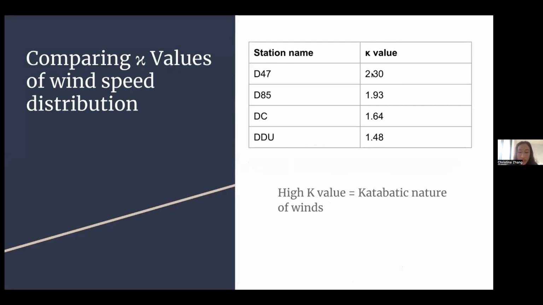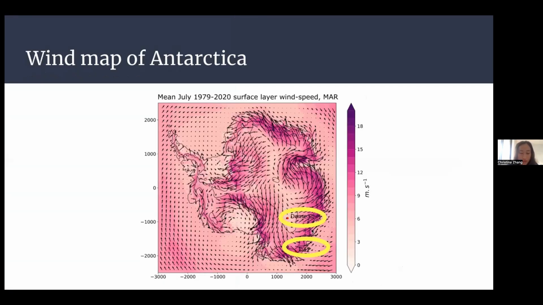Now I have transferred each kappa value into a chart for easier comparison, and we can see that D47 has the largest kappa value out of the 4 locations. This means that D47 has the greatest presence of katabatic winds, and this makes a lot of sense because if we look back at the wind map, D47 is in a much steeper area than, say, Dome C. And because slopes are one of the criteria for the creation of katabatic winds, this definitely is what is reflected in real life.